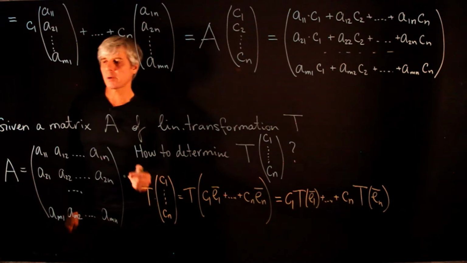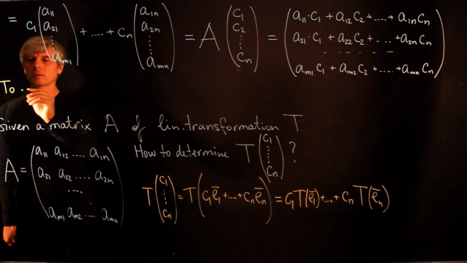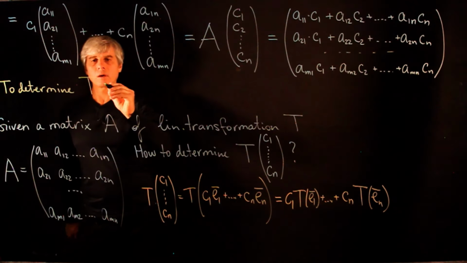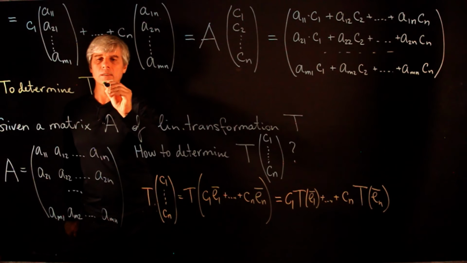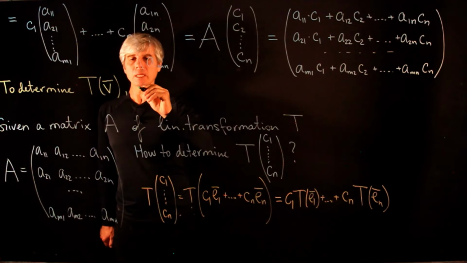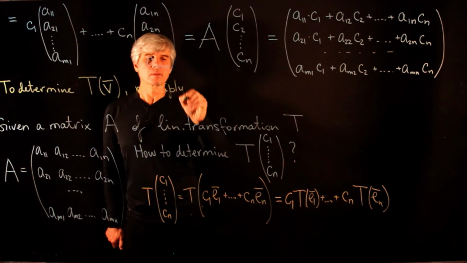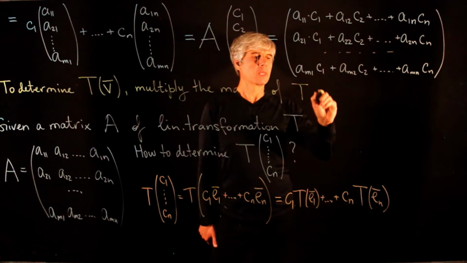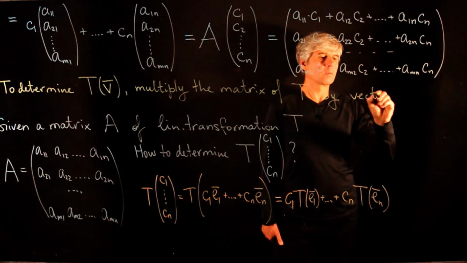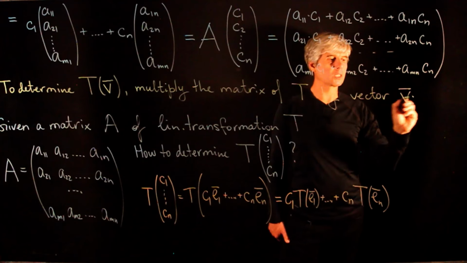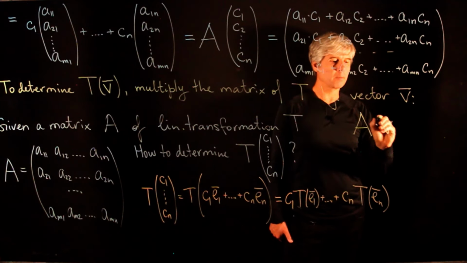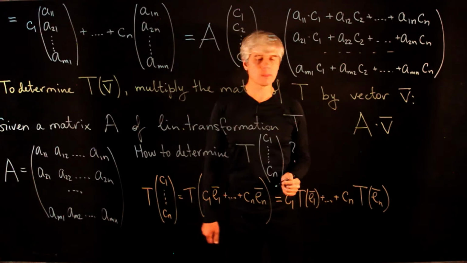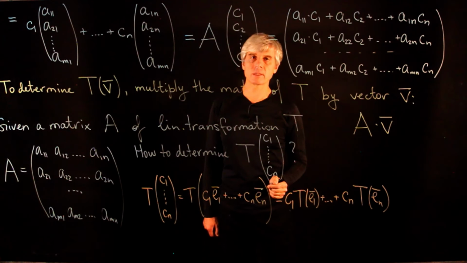And we write down the answer to our question. To determine T of, say, vector V, multiply the matrix of T by vector V. Just take the product of the matrix A by the vector V, and the resulting vector is going to be the image of vector V under this transformation.